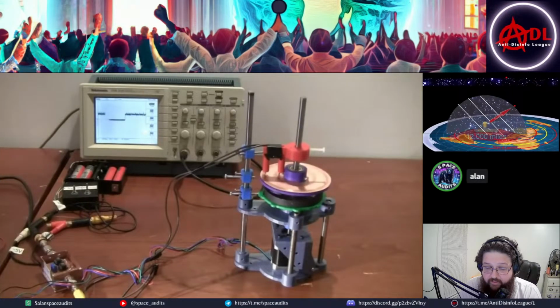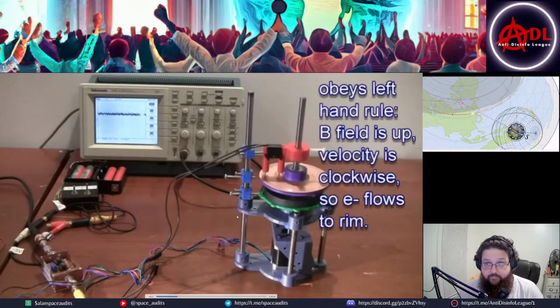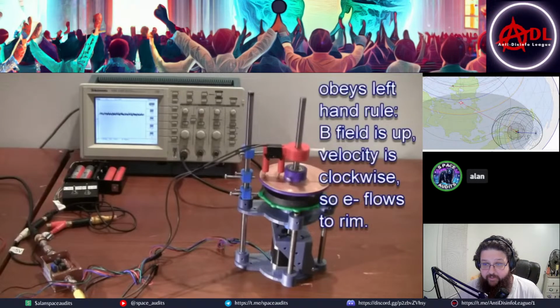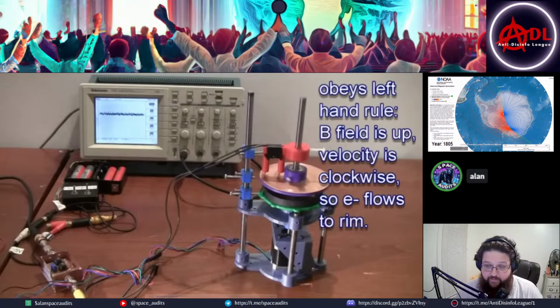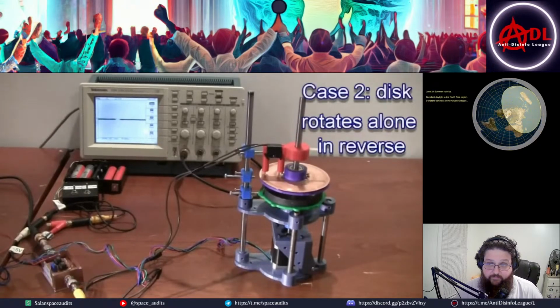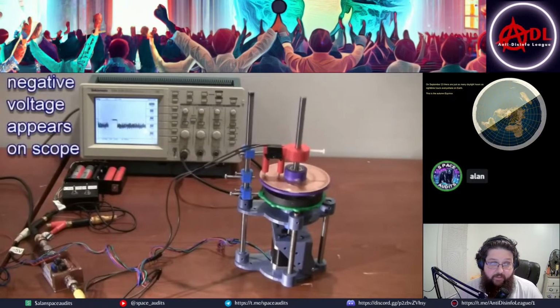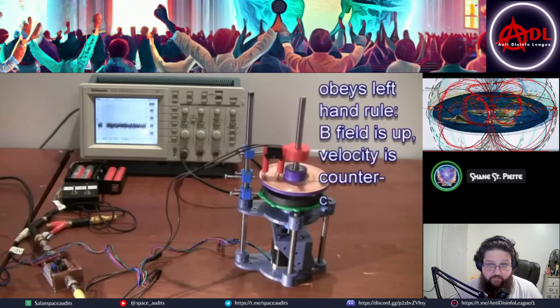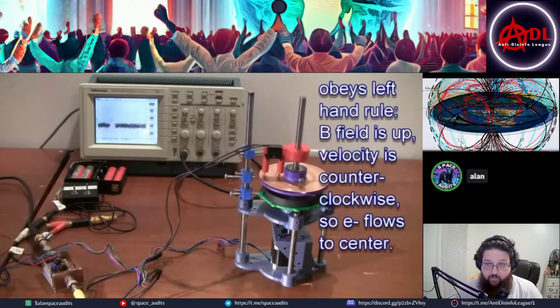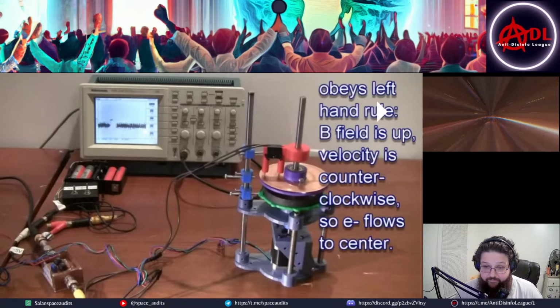Case 1, the disc rotates alone. Positive voltage appears on the oscilloscope. Check. Obeys the left-hand rule. The B field is up, the velocity is clockwise, so the electric current flows to the rim. Case 2, disc rotates alone in reverse. Negative voltage appears. Okay. Obeys the left-hand rule. The B field is up and the velocity is counterclockwise, so the electric current flows to the center.